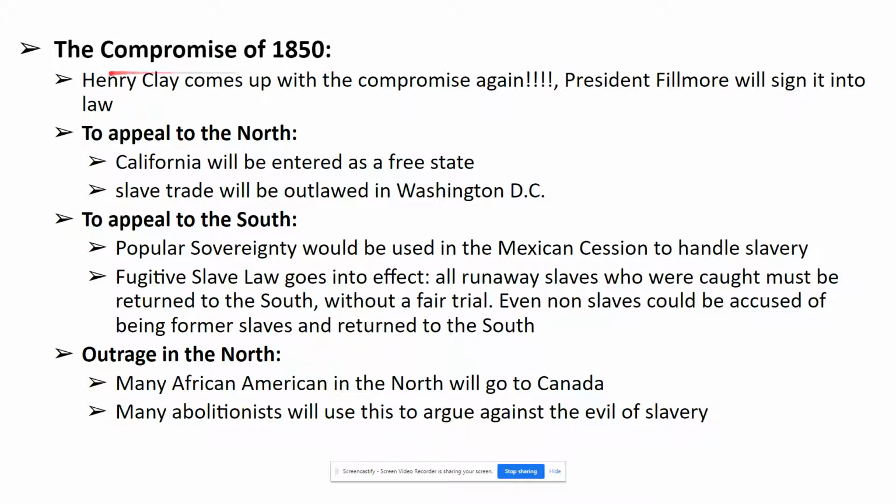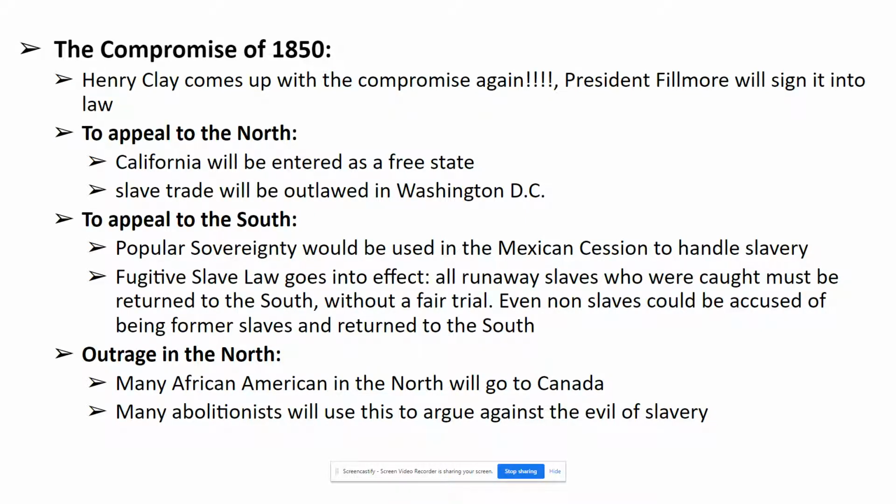Yep, Compromise of 1850. Written in what year? 1850. Okay, written again by Henry Clay. All right, and this is the big deal. California wants to be a free state. Okay, let's talk about that for a second. California wants to become a free state, and I just mentioned that California becoming a free state is now going to change the balance in Congress between slave and free states.